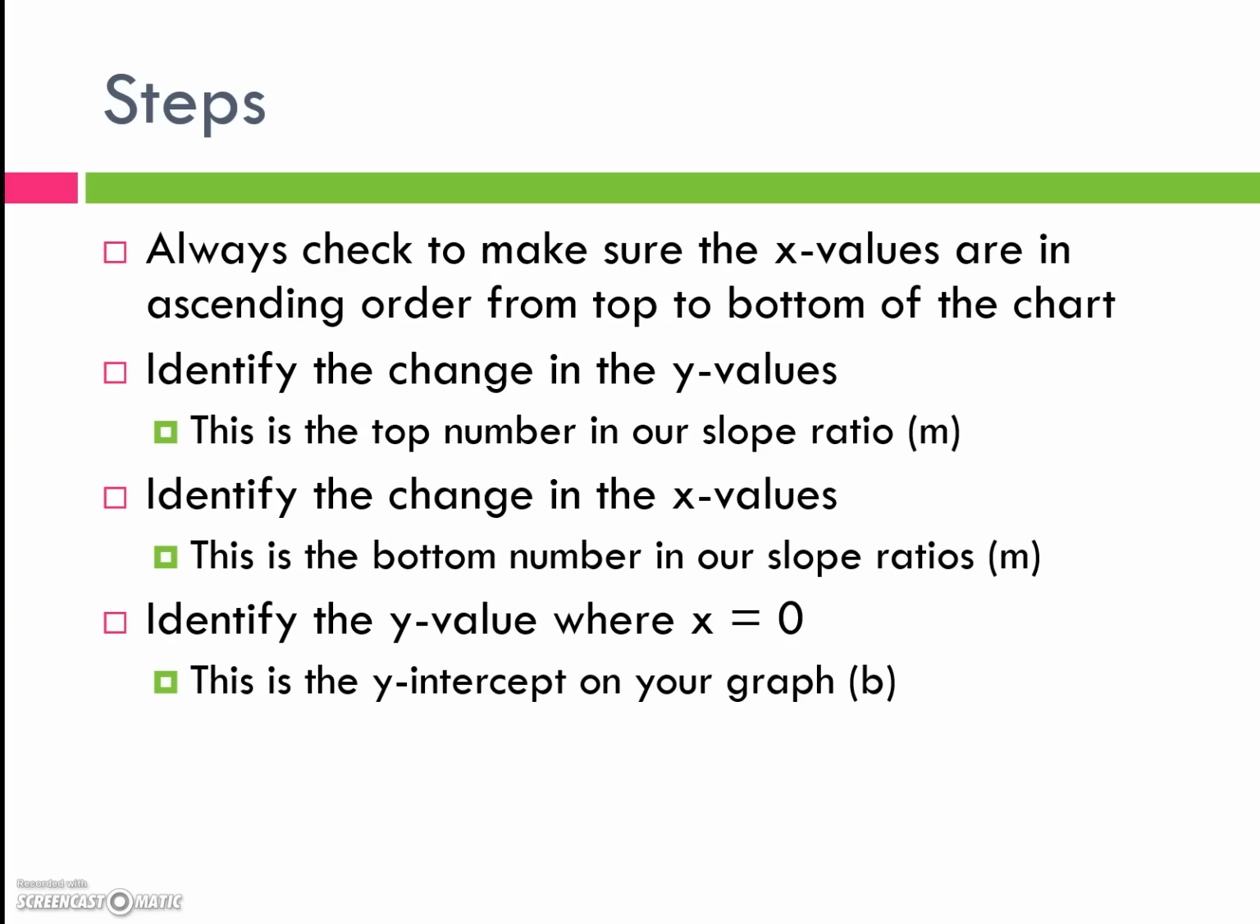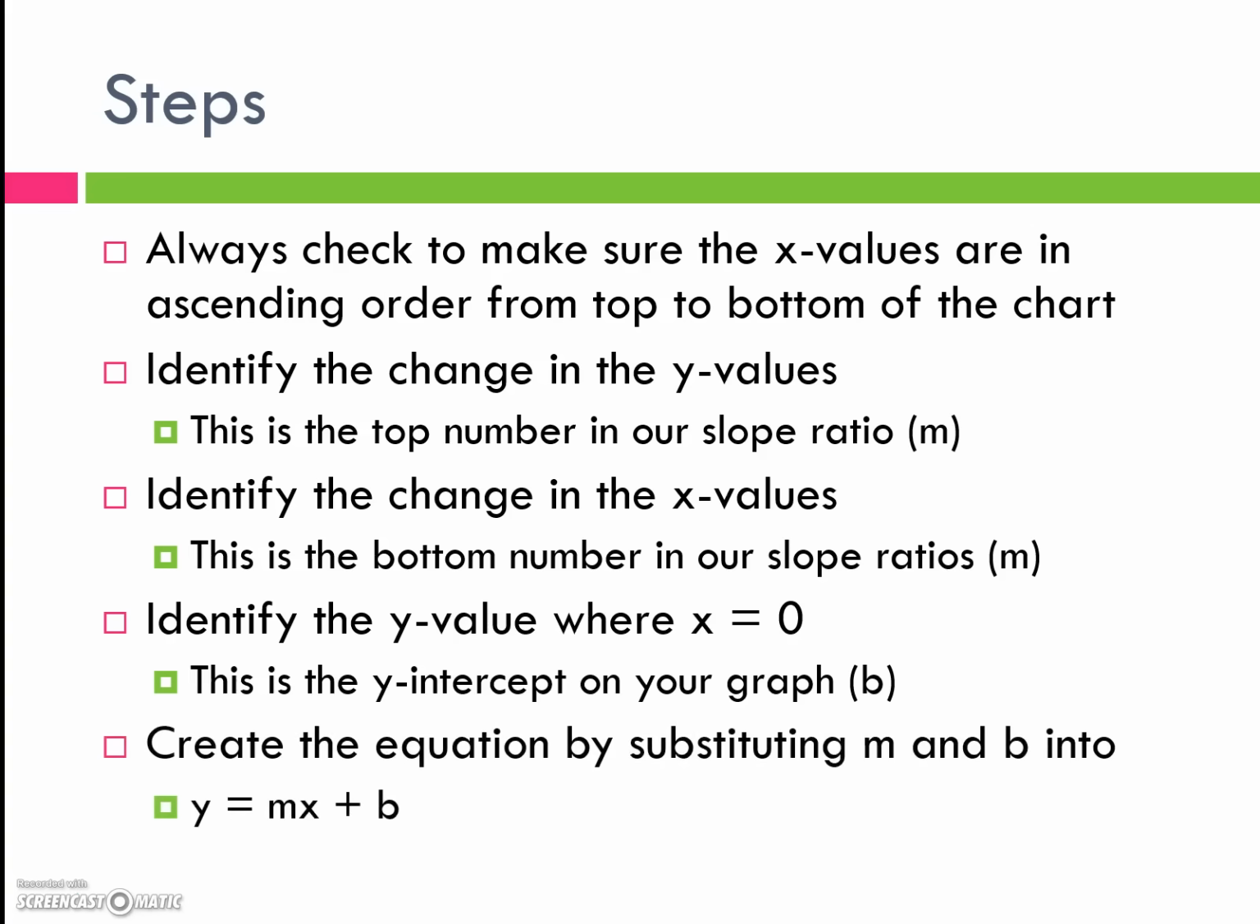Afterwards, you're going to find the y value where x is equal to 0. Again, this is our y-intercept on our graph where the line crosses the y-axis. Once we identify our slope and our y-intercept, we will then create the equation by substituting in m and b in our y equals mx plus b.